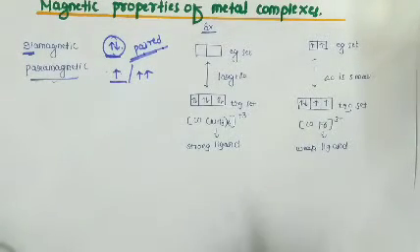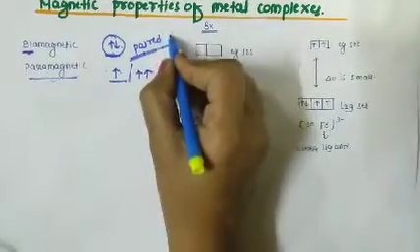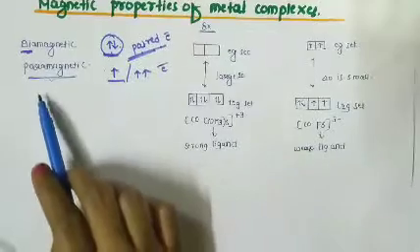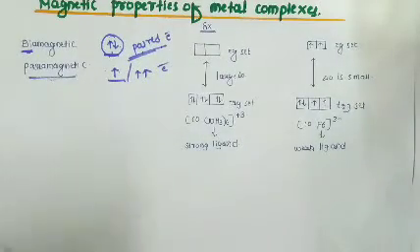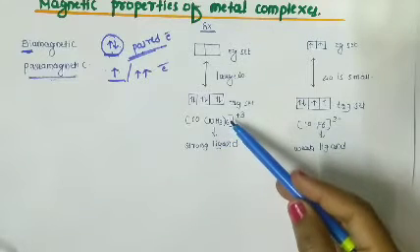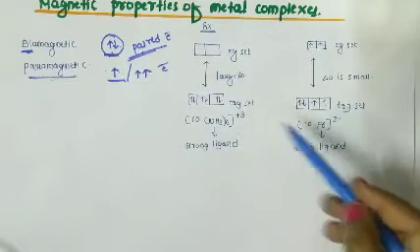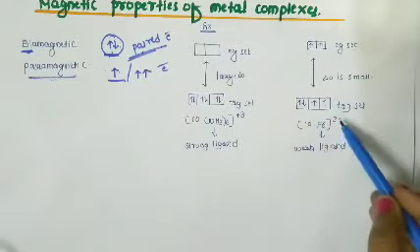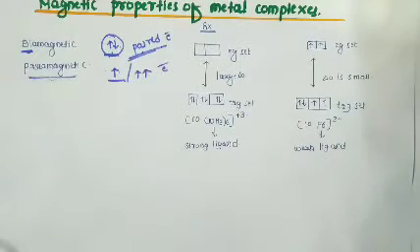The substance which contains one or more unpaired electrons is known as a paramagnetic substance. Here take one example. I am taking hexaamminecobalt(III). Another one is hexafluorocobaltate(III).